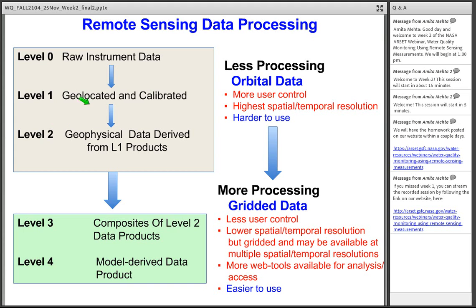Level 2 is further processing, and here is where algorithms come into play, so that from calibrated geolocated data, geophysical or biogeochemical data for water quality parameters are derived. Now these are converted to actual physical parameters such as chlorophyll or turbidity that can be obtained from level 2. Still, all these data are orbital data. So each pixel is resolved and it is along the orbit. So we saw that there are orbital gaps, and that is also there in this data.